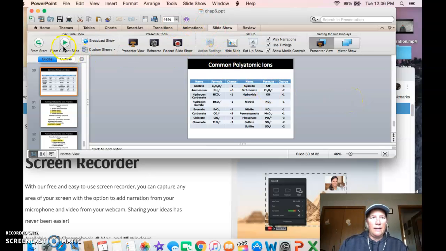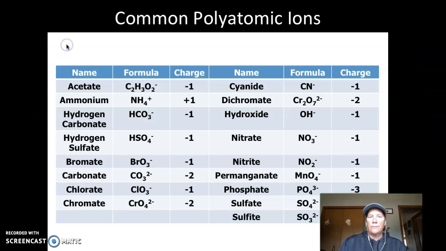Let's say we're using bromate, and bromate has a -1 charge. Let's say we're combining it with calcium. Calcium would be Ca, and it's +2. Bromate is BrO3, and it's -1. So the charges don't equal each other, so I need 2 bromate groups. What I need to do is put this in parentheses and put a 2 on the outside.